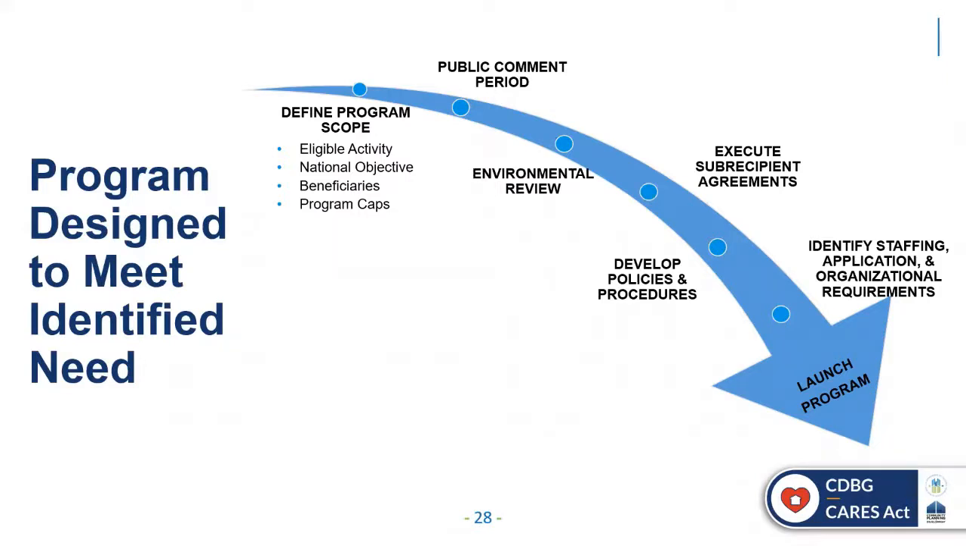At this point, you may decide to execute subrecipient agreements if the program is to be carried out by another subrecipient or a unit of local government. And then you identify, or assist those subrecipients to identify, the elements that will be needed to carry out a successful implementation. These will include such things as staffing needs, application processes, financial and reporting systems, and other organizational requirements. And all this happens before you launch your program. Next step.